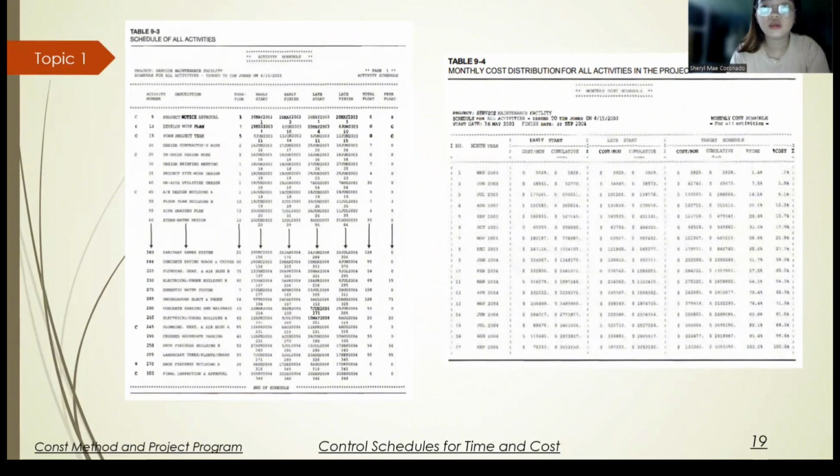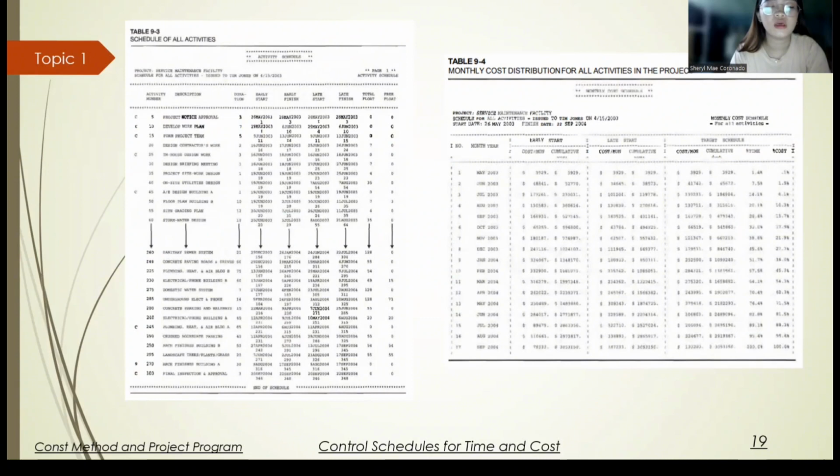So this table 9-4 on the other side is a monthly cost schedule for the entire project. The distribution of costs are shown in the early start, late start, and target basis. The percentage time and percentage cost distribution are shown in the two rightmost columns. There is a nonlinear distribution between cost and time.